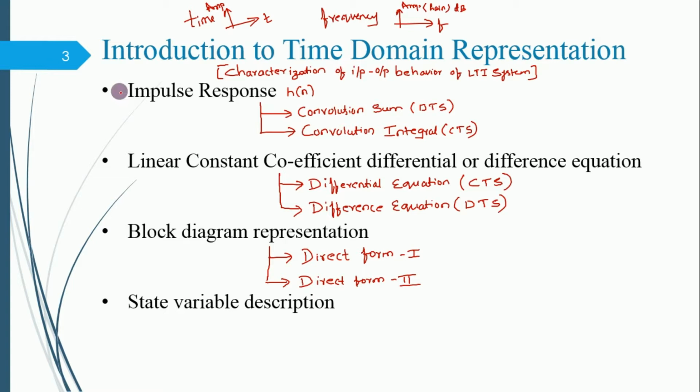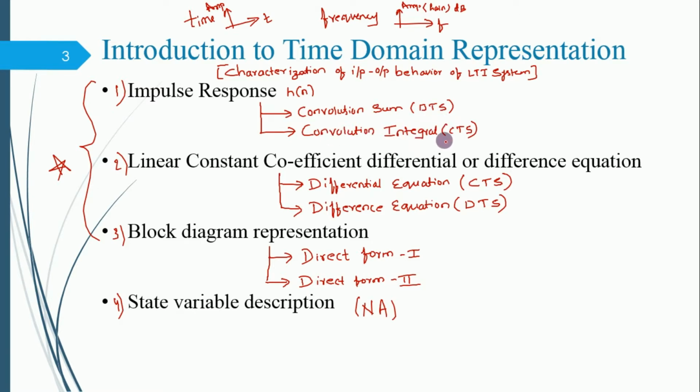The first one being the impulse response, the second one being linear constant coefficient differential or difference equation, third being block diagram representation, fourth being state variable representation. This is not there in the syllabus. Okay, only the first three we are concentrating on. So impulse response representation has got two classifications. One is convolution sum and the other is convolution integral. Convolution sum is applied for discrete time signals or systems.